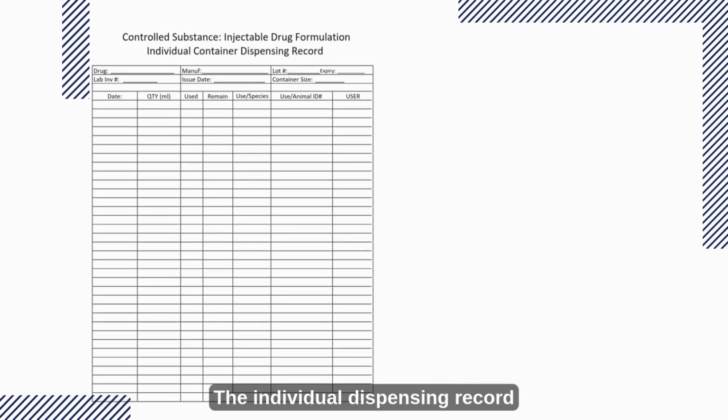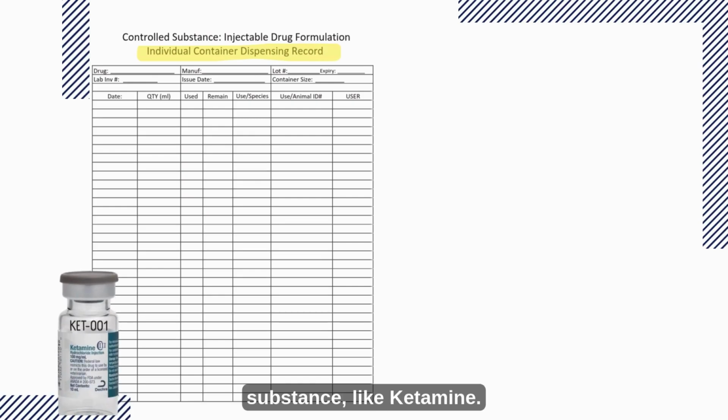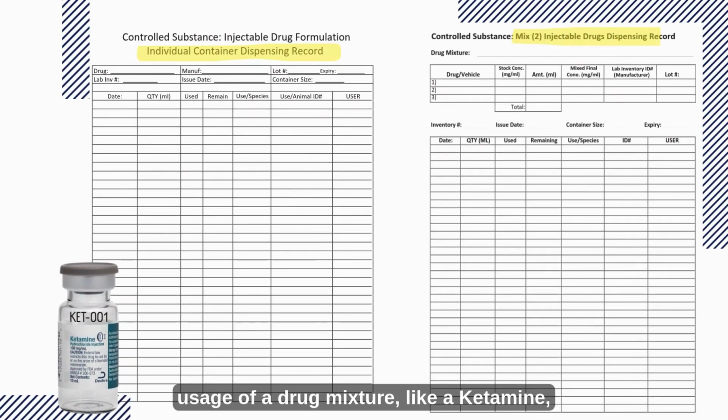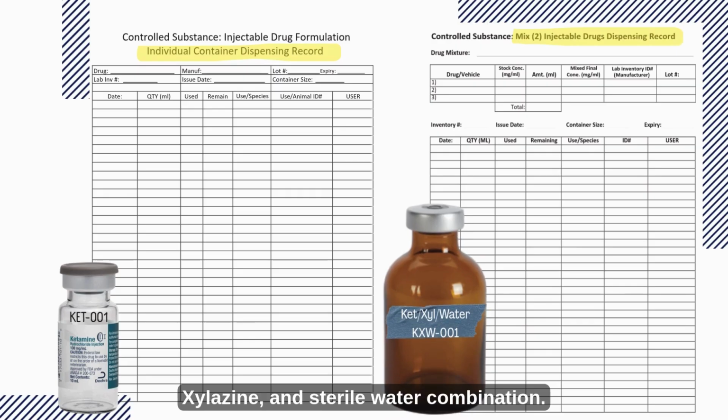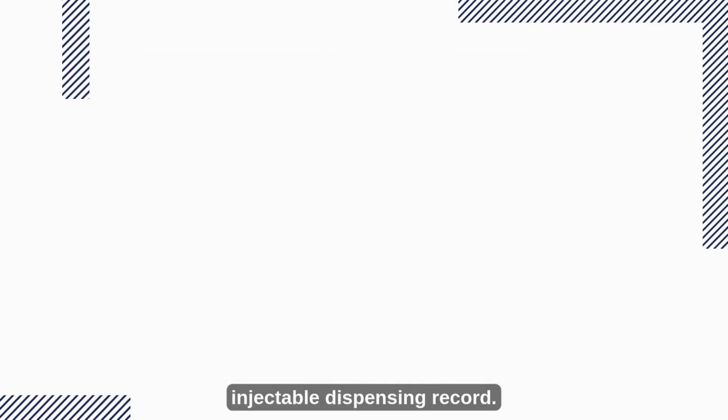The individual dispensing record is intended to log the usage of a single controlled substance, like ketamine, where the mixed dispensing record is intended to log the usage of a drug mixture, like a ketamine, xylazine, and sterile water combination. Let's look at an example of when and how to fill in the mixed injectable dispensing record.